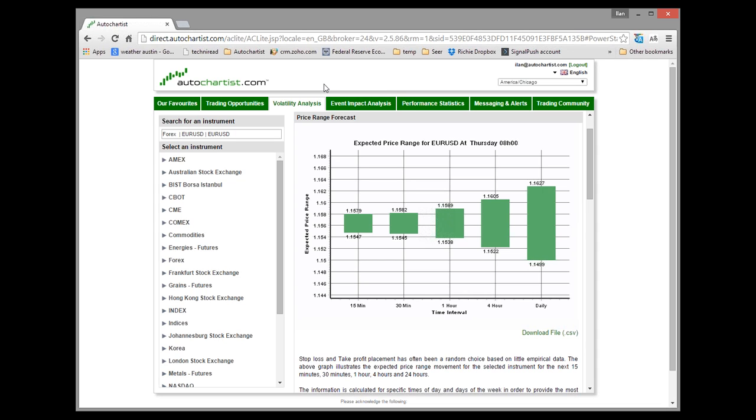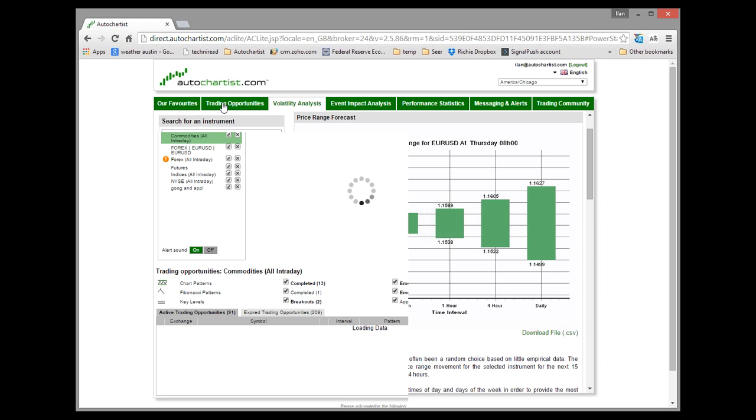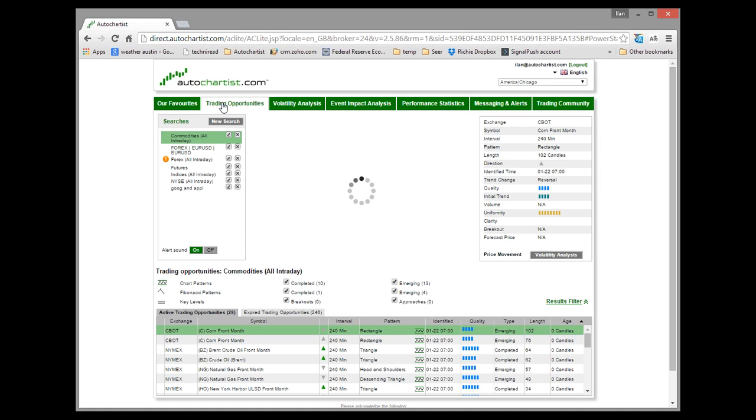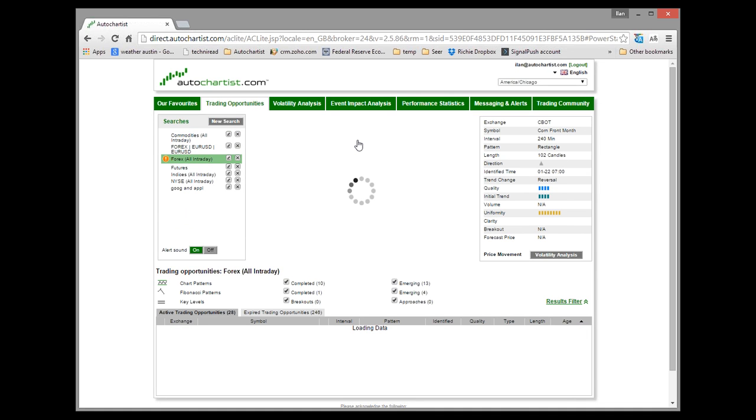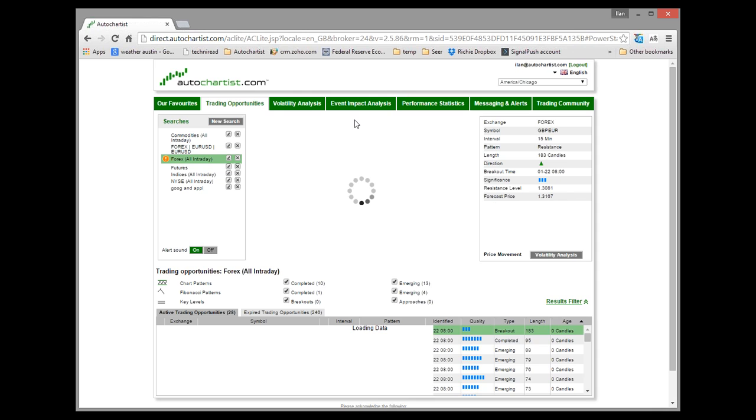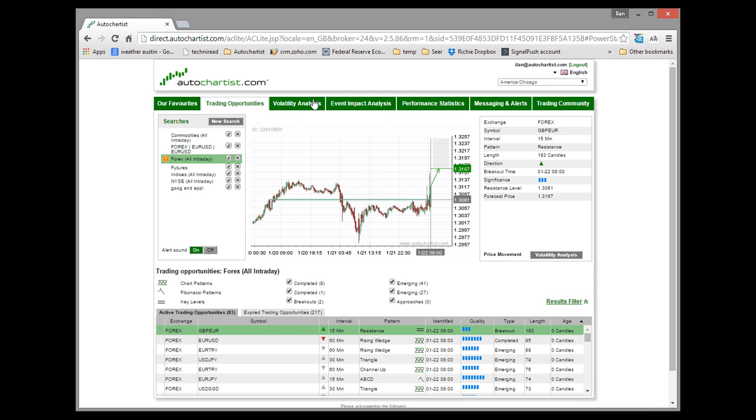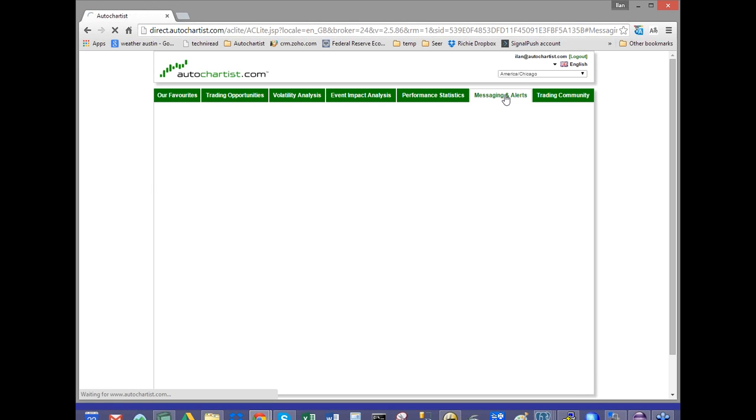All right, so I move on. We've spoken about trading opportunities, which is the identification of support and resistance levels in the market, and then we've spoken about the volatility analysis, which helps you with setting of take profit and stop loss levels. The next thing I want to show you all is the messaging and alert section.